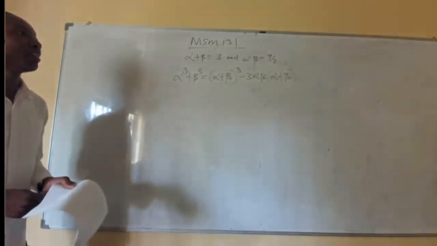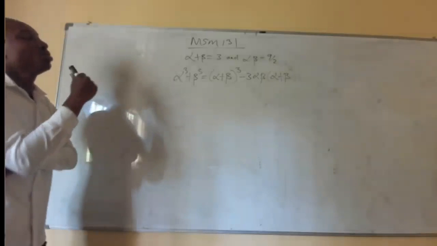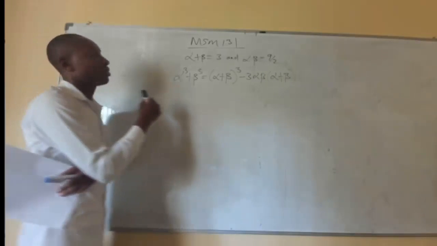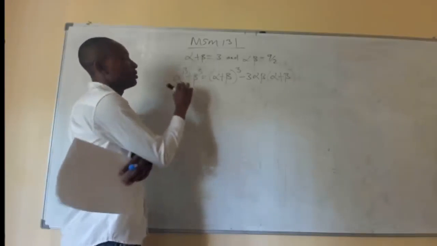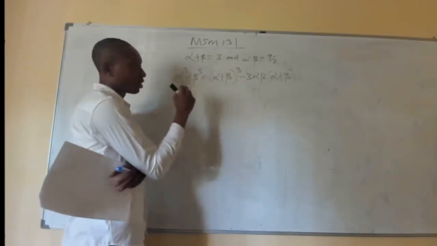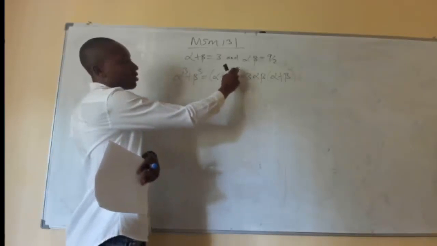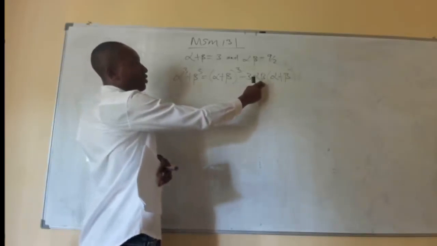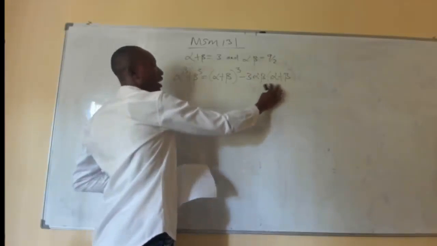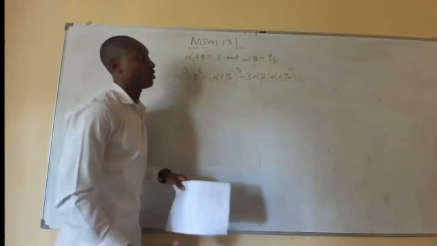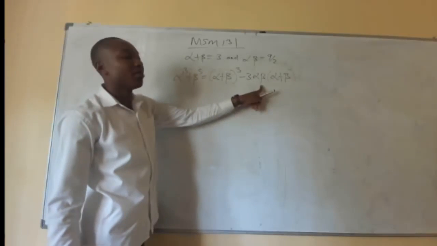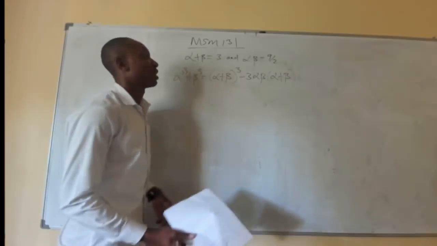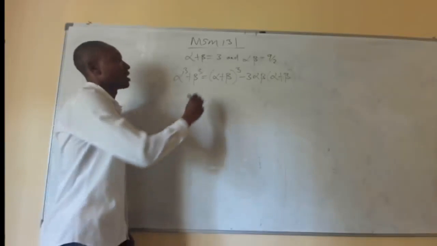For you people who love to master formulas, how do you master such a formula? Know that since you're dealing with cubed, it's the sum cubed, minus 3 times the product alpha times beta, and what multiplies it is always the sum. Please, in case you forget, 3 alpha beta is multiplied by the sum. So we know what alpha plus beta is.